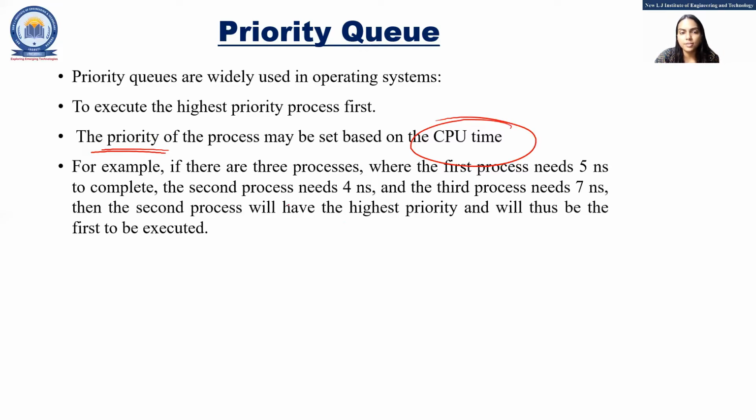Now if the operating system is running 3 processes, the first process needs 5 nanoseconds, the second process needs 4 nanoseconds, and the third process needs 7 nanoseconds. If the deciding factor is CPU time, we can see that 4 nanoseconds is the shortest. It takes less amount of time. So definitely it will have higher priority and it will be the first to get executed. So it's not the one which entered first. No, it is the one which has the highest priority.